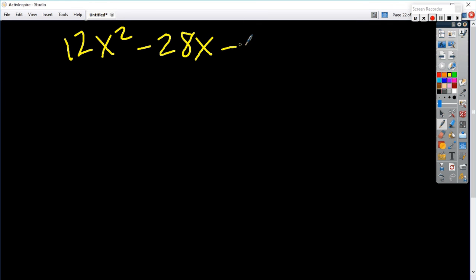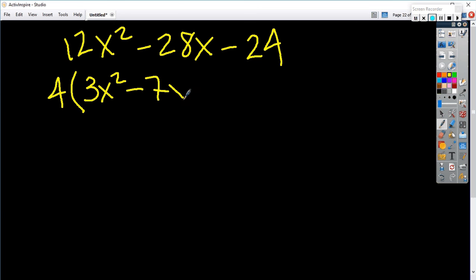Minus 24. Do I have a GCF? Yeah. What is it? 4. What's left when I divide everything by the 4? 3x squared, 7x. And then minus 6.